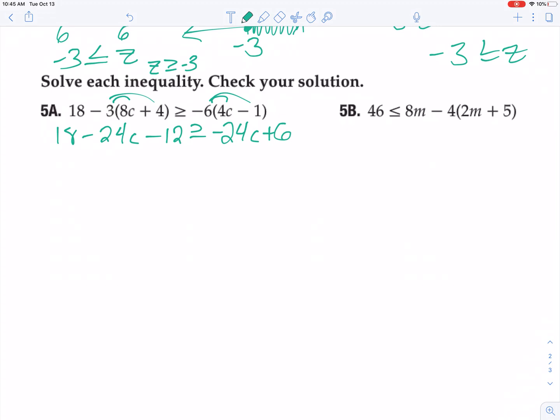I like to start by getting my variables together, so I'm going to add 24c. And whatever you do to one side, you have to do to the other. And it looks like something interesting has happened. They've actually both canceled, which leaves me with 18 minus 12 is greater than or equal to 6. And let's see, 18 minus 12, that would be what? 6?